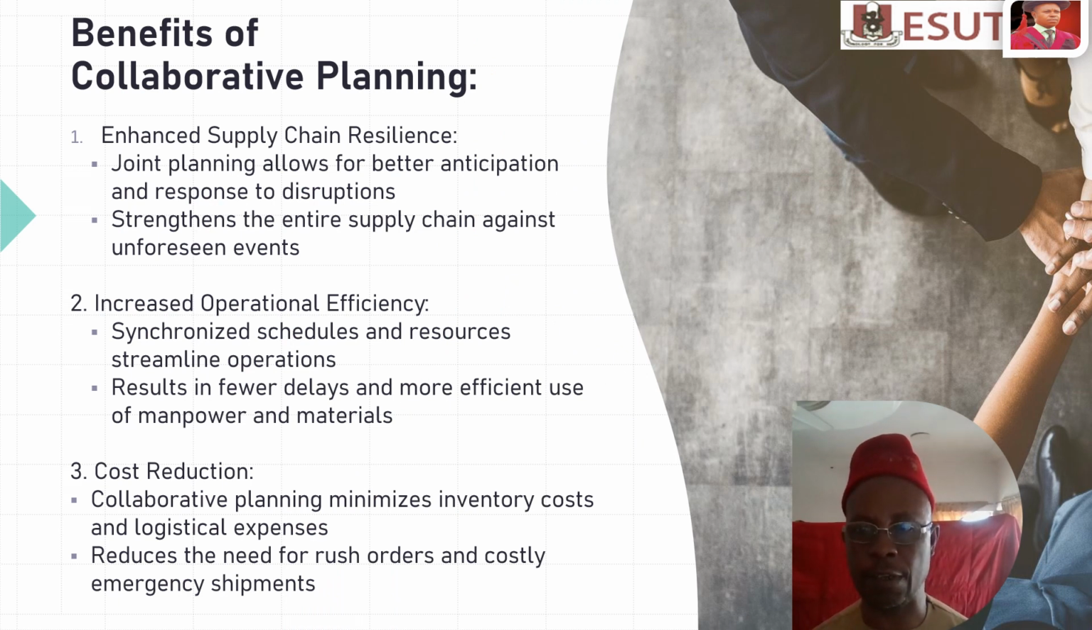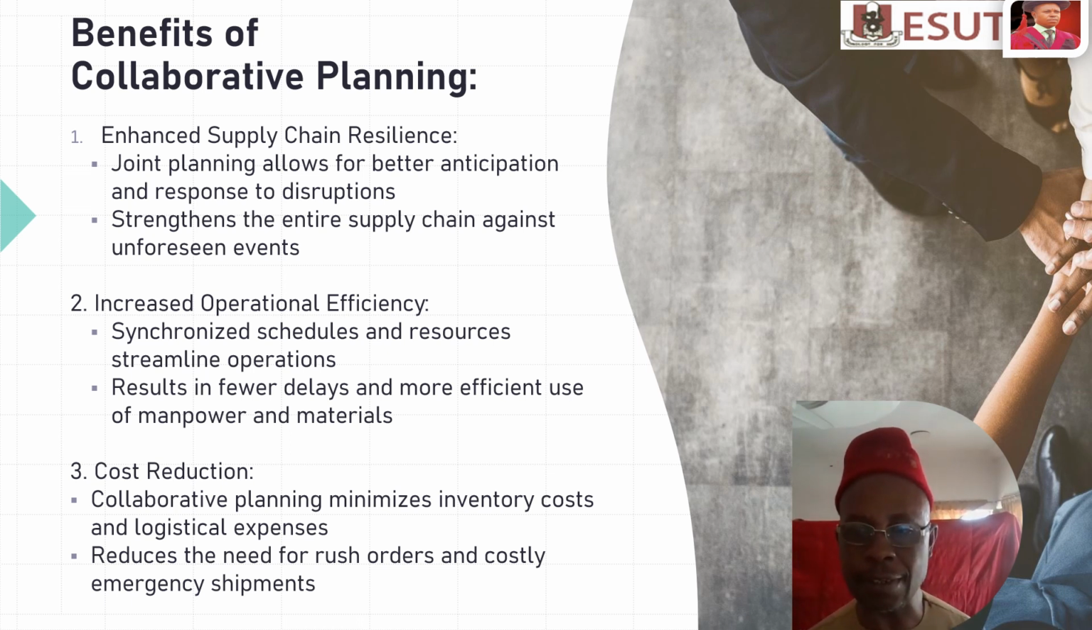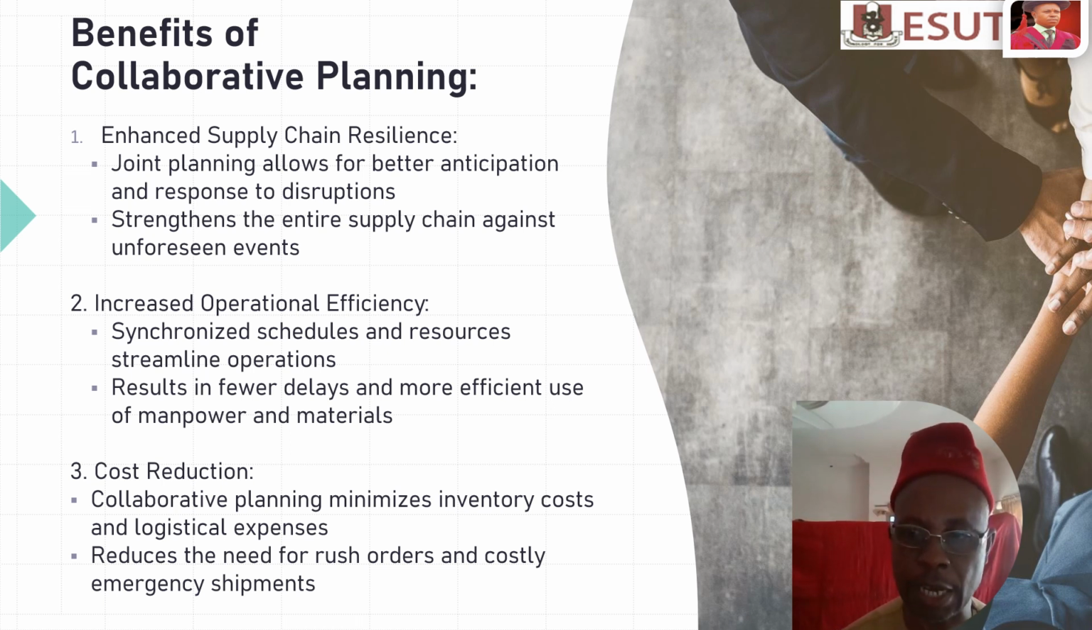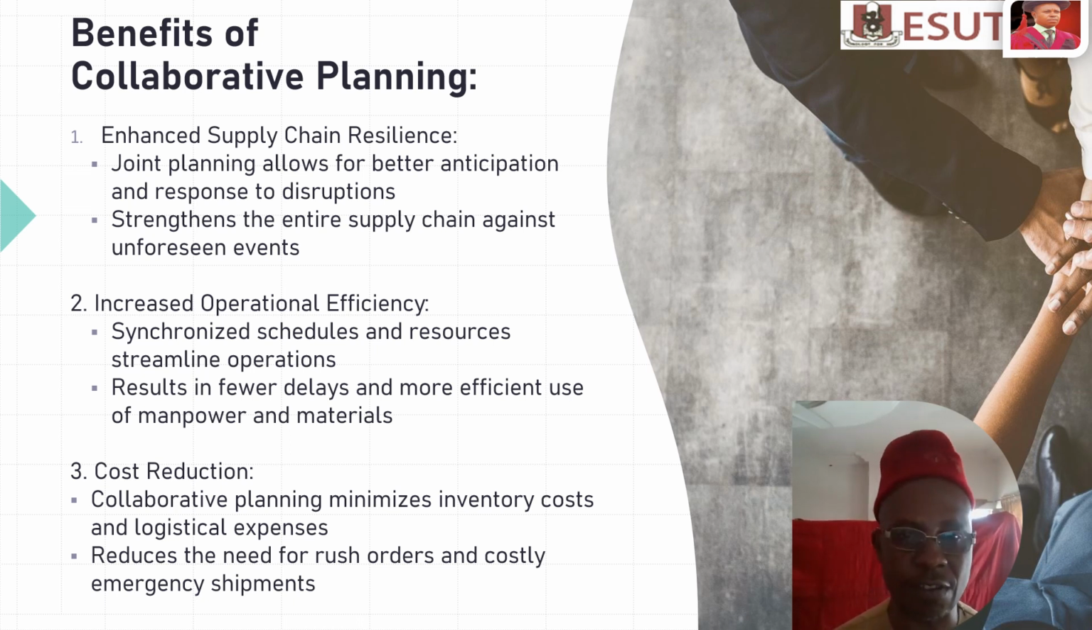Enhanced supply chain resilience. By planning together, both parties can better anticipate potential disruptions and respond more effectively, enhancing the resilience of the supply chain. Increasing operational efficiency. Alignment of schedules and resources leads to smoother operations, fewer delays, and optimized use of manpower and materials.